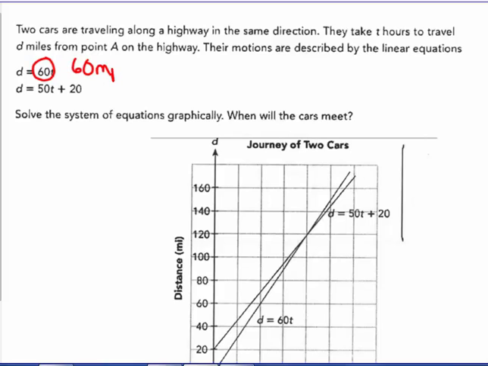I'm sure you recognize that the rate of 60 miles per hour is in the equation d equals rt, the rate of speed. The second car is traveling at a rate of 50 miles per hour, but they must start out 20 miles ahead of the other car. So solve the system of equations graphically, which you can see it's already done there for you. The graph is on the notes here. When will these cars meet?